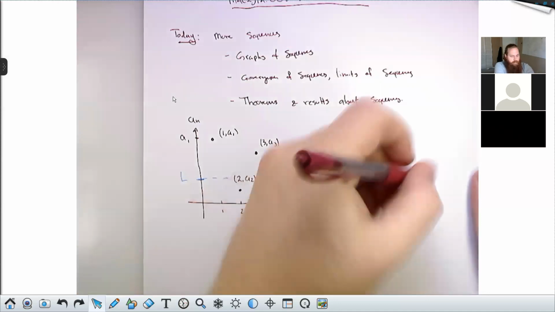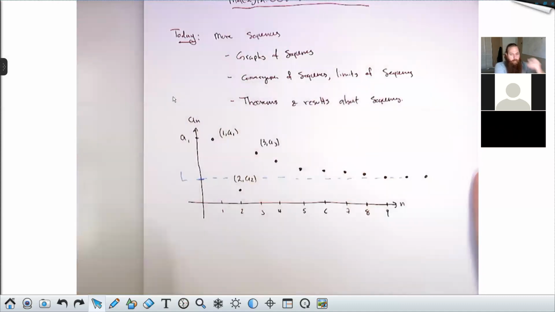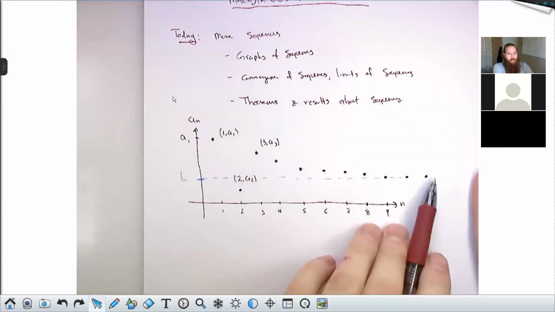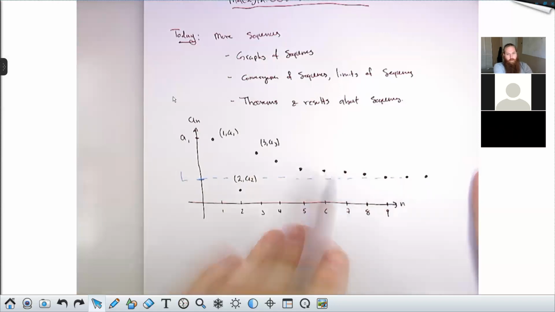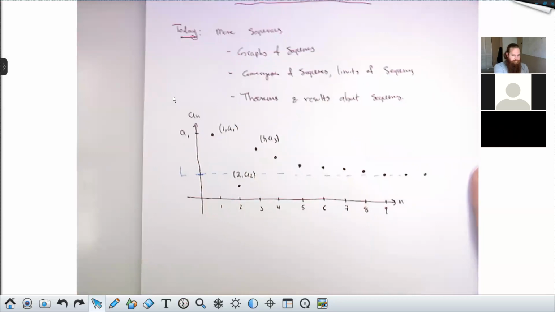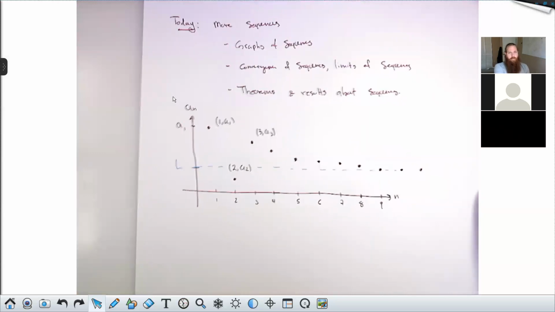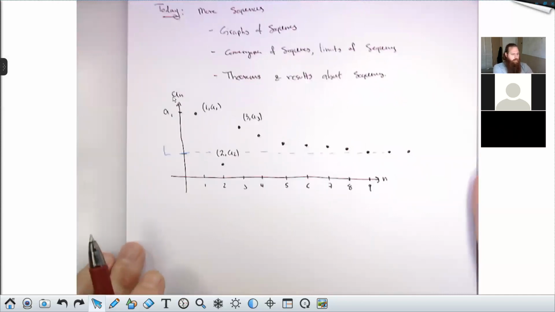So here, if these dots were all to get closer and closer and closer to that horizontal blue line y equals L, then I would say the limit as n goes to infinity of an is L, because these points are all getting closer and closer to L, and they're staying close to L. I'll give you a strict definition here in just a second, but before I do that, I want to look at a graph of a few other sequences.